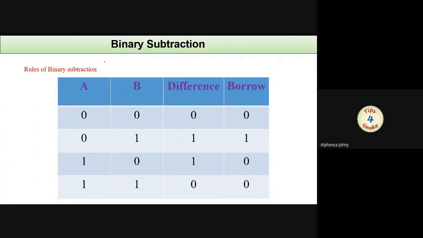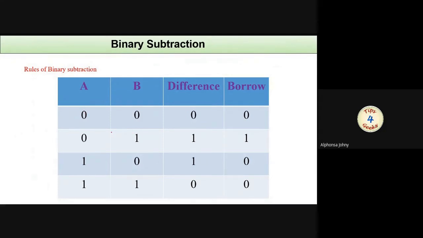Next, we will see how we can perform binary subtraction. Let A and B be the two bits as in the case of binary addition. There are two result columns, difference and borrow. For example, if we subtract 4 from 5, that is 5 minus 4, the result is 1. There is no borrow required since 4 is less than 5. So let's see the rules.